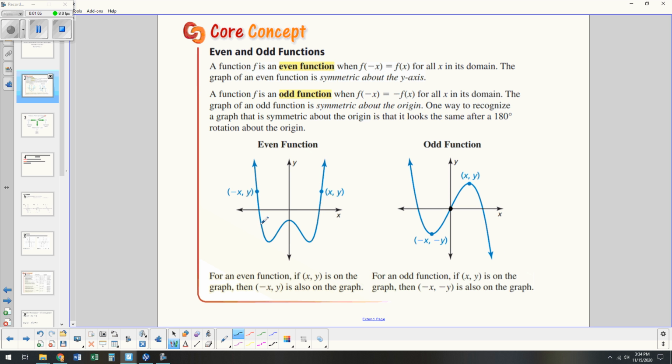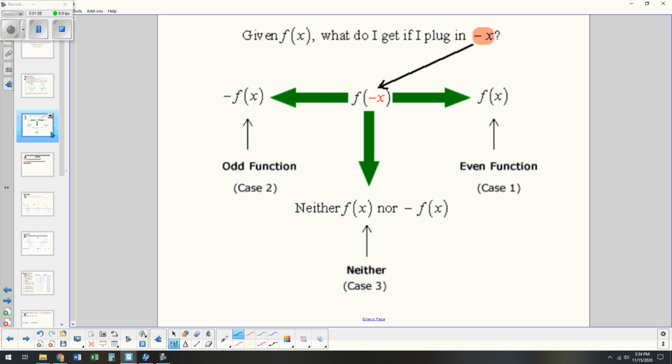It could be neither. So algebraically, what we would do to determine if a function was even or odd or neither, you would plug negative x in place of every regular x in the equation. If you end up with everything being the opposite sign, you end up with negative f of x, the function is odd. If you get the same thing you started with back, it's even, and if it's neither of those, it's neither. But there's actually a shortcut we can use.